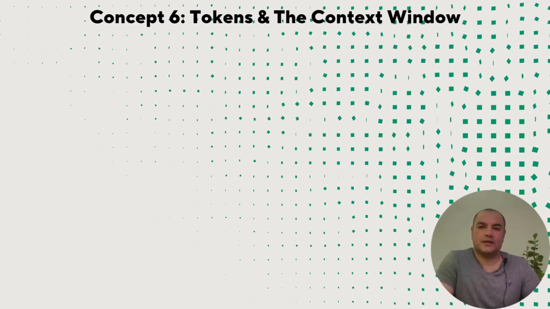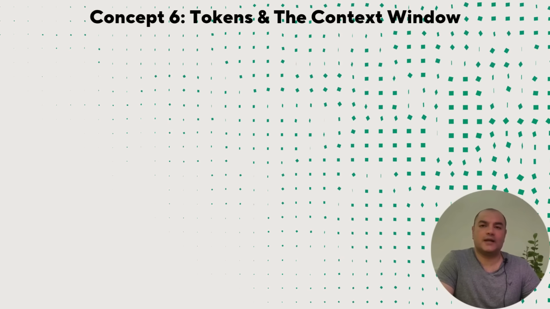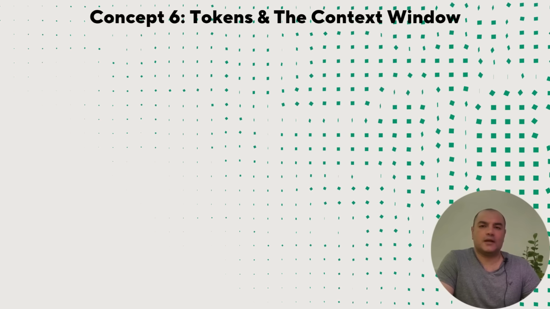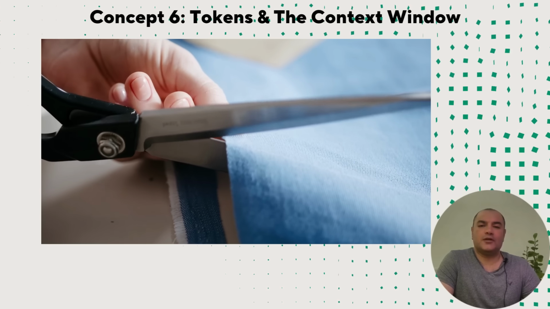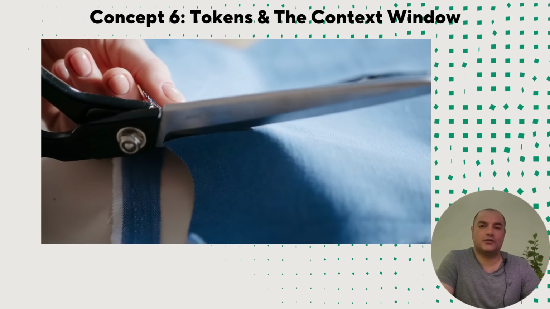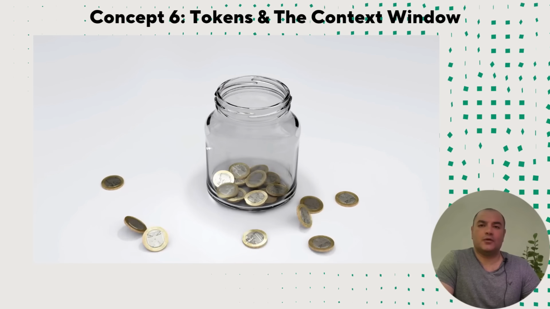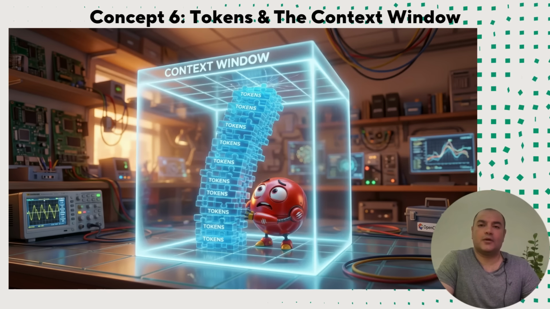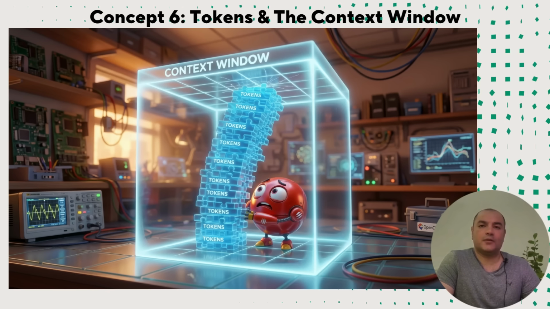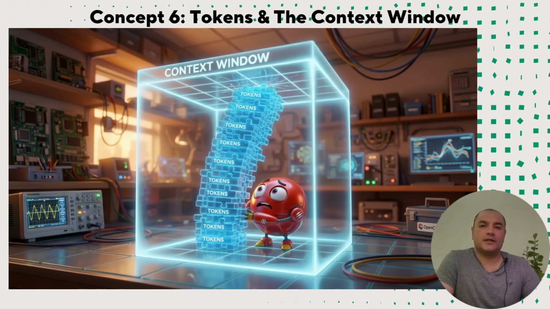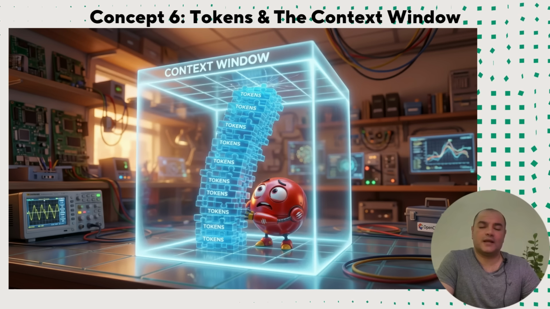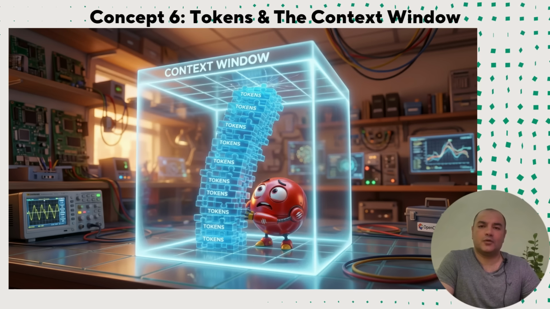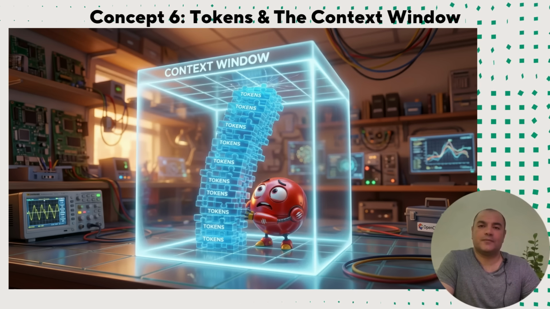Section 2. The fuel. How does it pay to think? Moving on to how the AI literally thinks and costs money, concept 6 is tokens and the context window. Every word your agent reads or writes is cut into fractions called tokens, which are the fundamental currency of AI. But models also have a context window, an invisible memory limit. If your conversation gets too long and exceeds this window, the agent physically breaks down and cannot process the next message. You must fiercely protect this window.